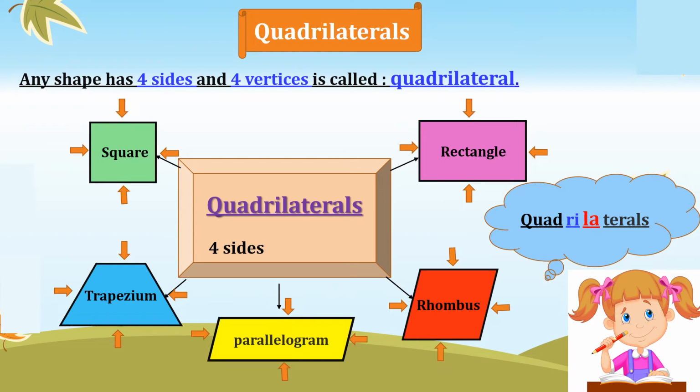All of them have 4 sides and 4 vertices. Let's see vertices together. 4 in square, 4 in rectangle, 4 in trapezium, 4 in rhombus, and 4 in parallelogram. So all of them are called quadrilaterals because they have 4 sides and 4 vertices. So any shape that has 4 sides and 4 vertices is called a quadrilateral.